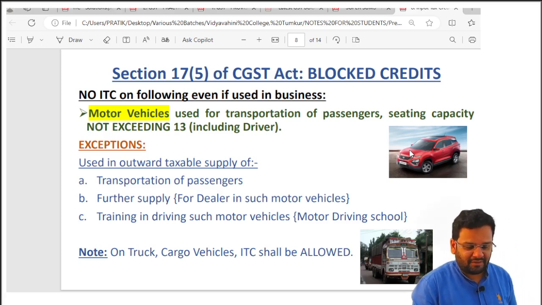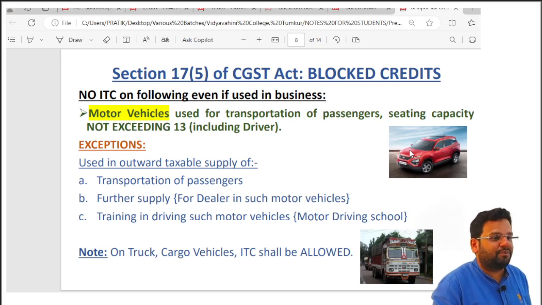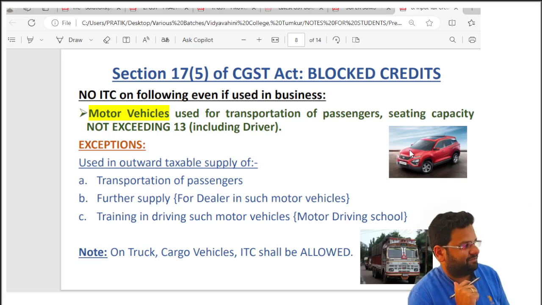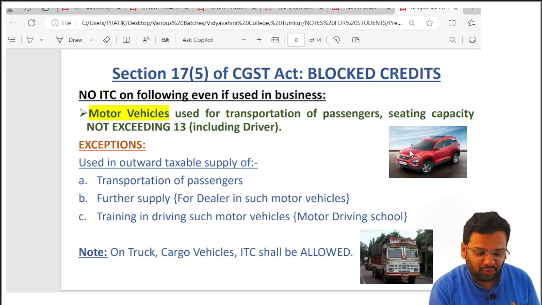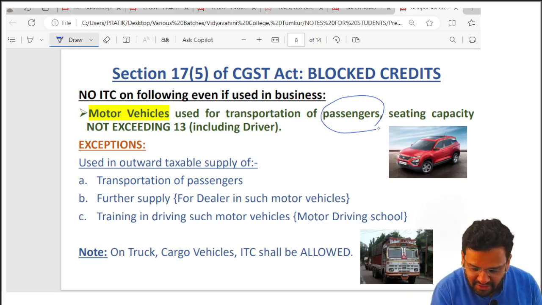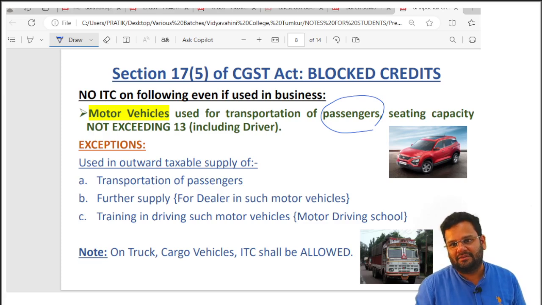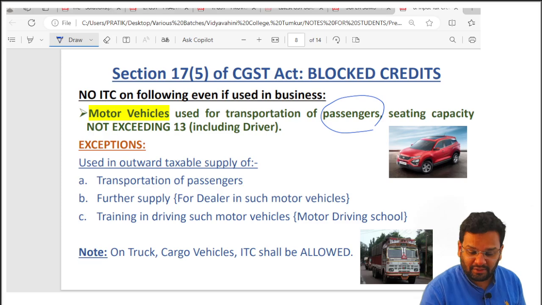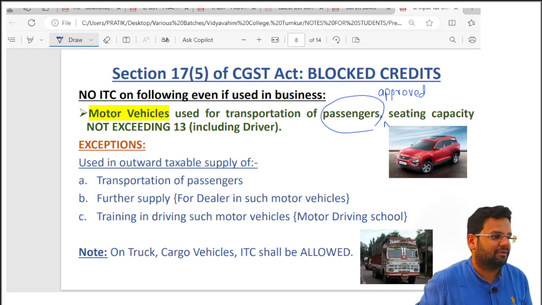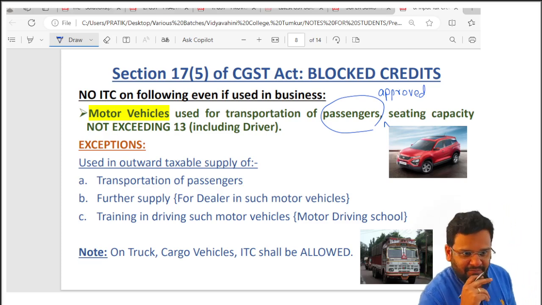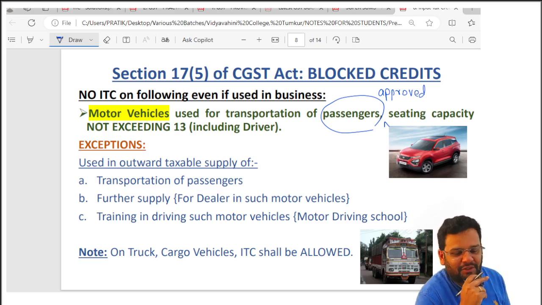For example, let's start. The first case where ITC is blocked is your motor vehicles. Which motor vehicles? Which are used for transportation of passengers where the sitting capacity is not exceeding 13 including driver. Okay, and the word used actually is approved sitting capacity. In the Indian context, we should use the word approved, means not how many you sit, how many are supposed to sit. How many you manage to sit is not the question. Approved sitting capacity not exceeding 13 including driver.